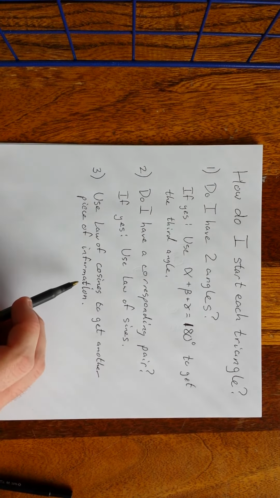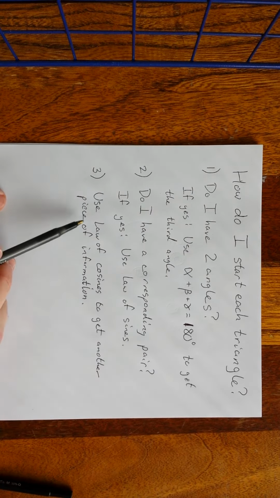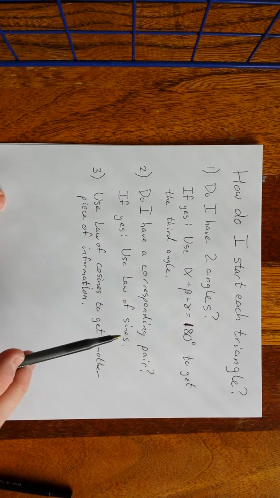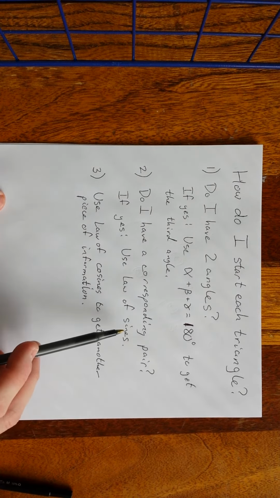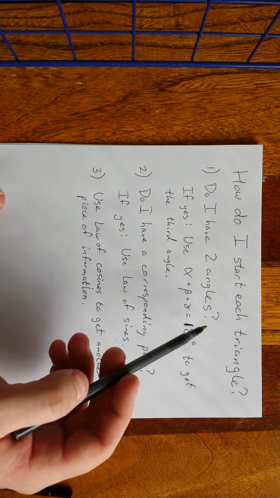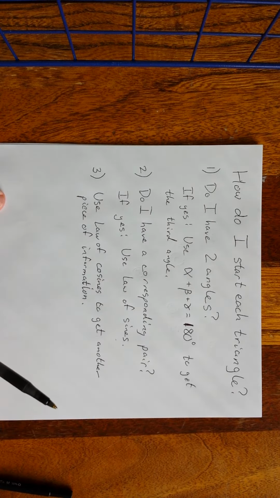As soon as you use the law of cosines, you are guaranteed to have a corresponding angle-side pair, which means that after you use the law of cosines, you can go back to question number 2 and use the law of sines to grab another piece of information. Generally, at that point, you'll have at least 2 angles, and you can use the sum of the angles as 180 degrees to get the third angle.